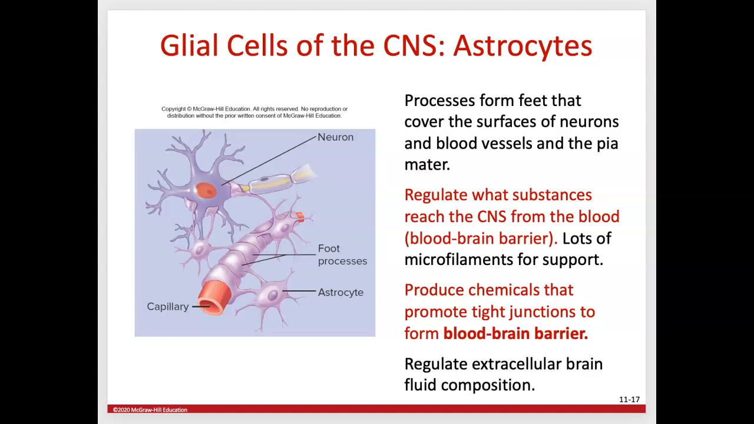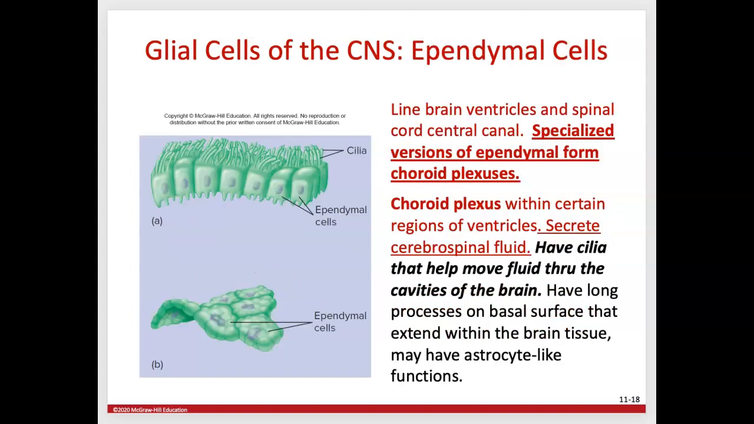Astrocytes have processes that form feet that cover the surface of neurons and blood vessels. They regulate what substances reach the CNS through the blood-brain barrier. They produce chemicals that promote tight junctions to form that blood-brain barrier, the barrier between the blood and the brain. And they also regulate extracellular brain fluid composition.